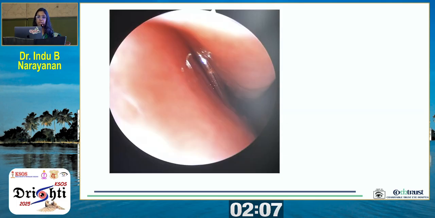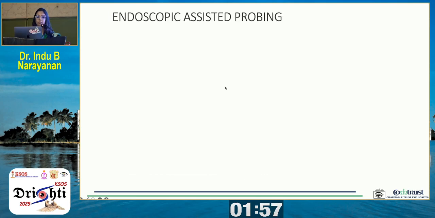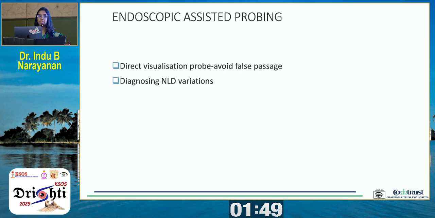Also look at the endoscopy and see that your probe is correctly visualized under the inferior turbinate in the inferior meatus. So why endoscopic assisted probing? Because it gives a direct visualization of the probe and avoids a false passage. Also, you can diagnose the NLD variations and treat the intranasal abnormalities, if any.